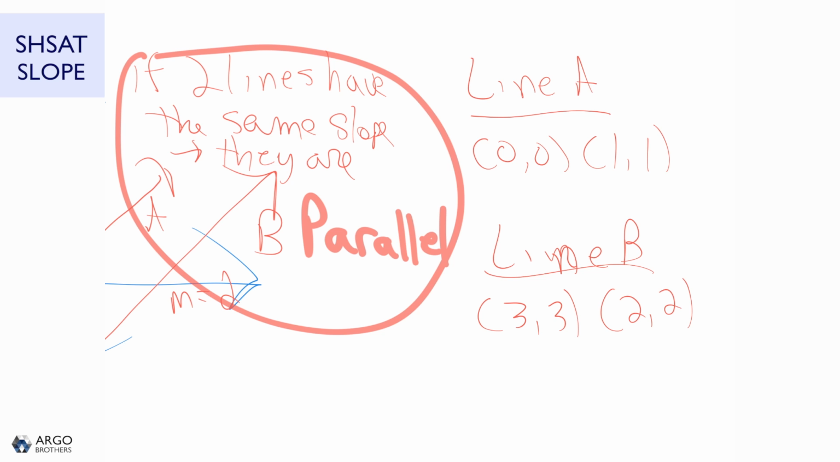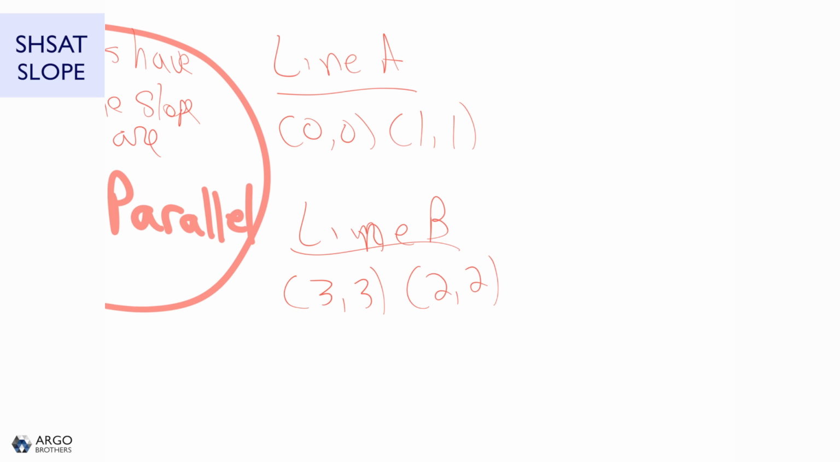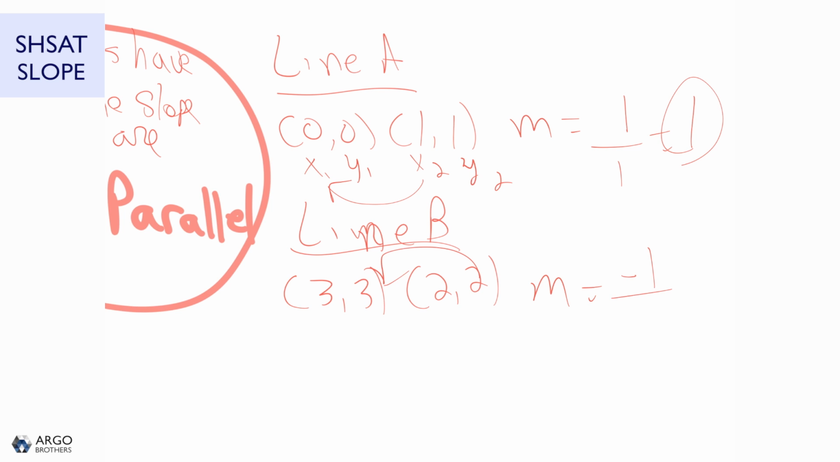Okay, let's see. What is the slope of the first line? Well, this is x1, y1, x2, y2, and let's find it. So m equals y2 minus y1, so that's 1 minus 0, and x2 minus x1 is 1 minus 0, so the slope of line A is 1. Slope of line B would be 2 minus 3 is negative 1, and 2 minus 3 is negative 1, which is 1. Yes, they have the same slope, so they are parallel.